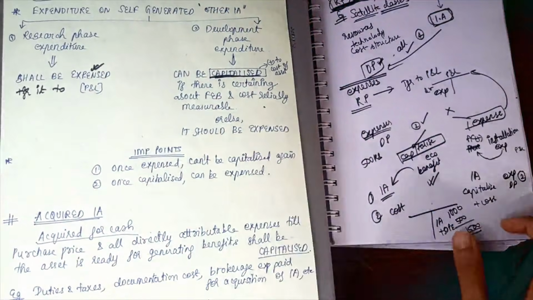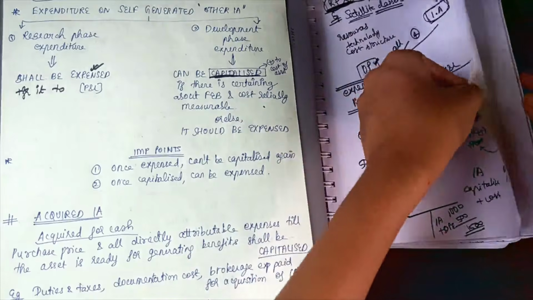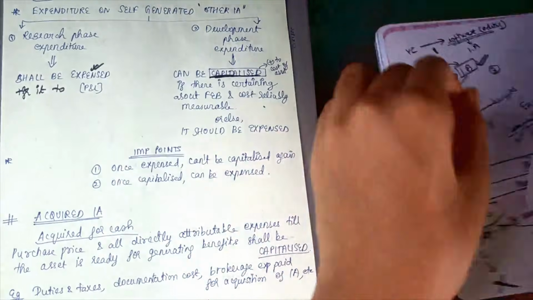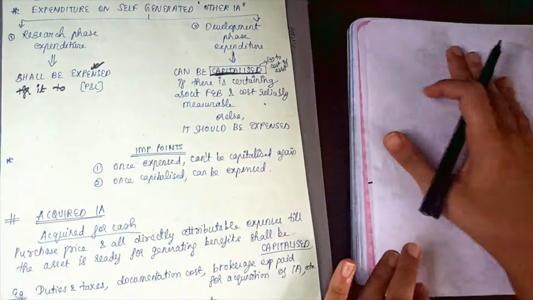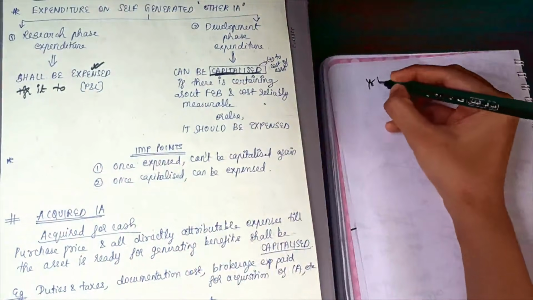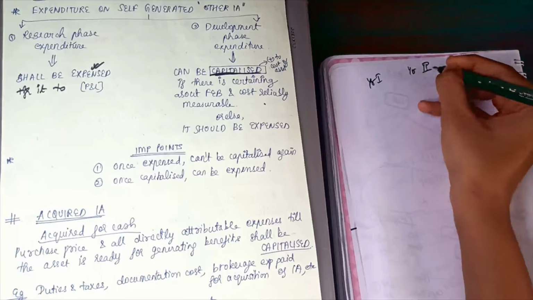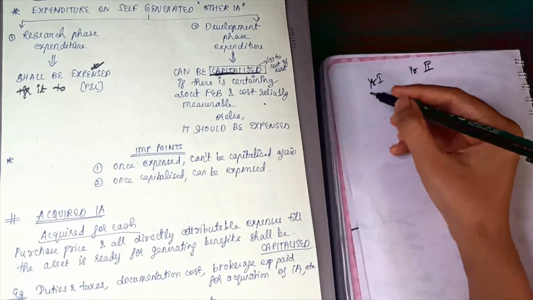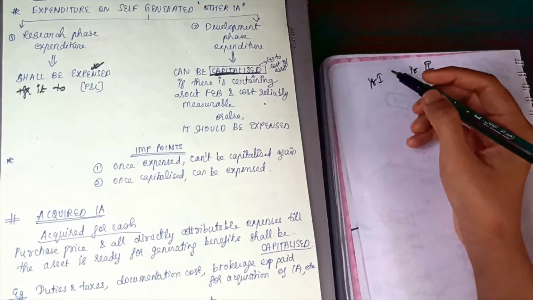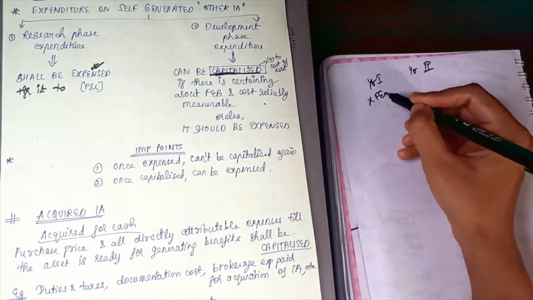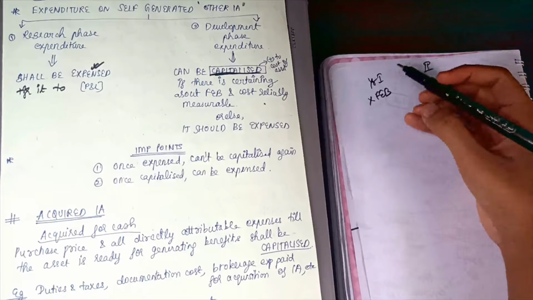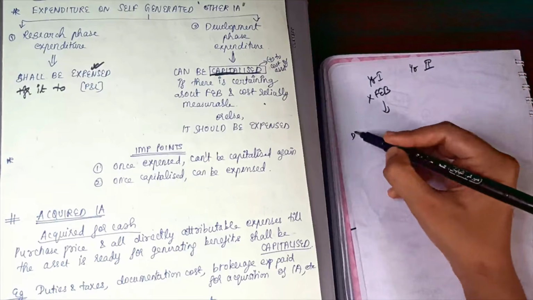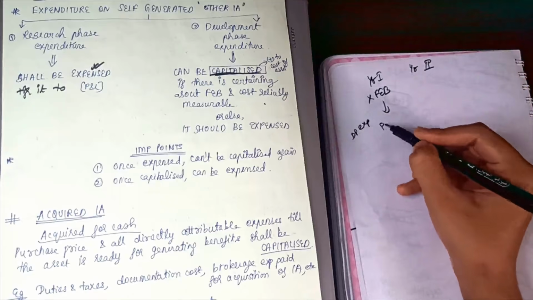Okay, so here there are 2 important points. The first point says that once expensed, it can't be capitalized again. Meaning, in year 1, you thought that you will not receive any future economic benefits, so the development phase expenditure, you transfer it to P&L.